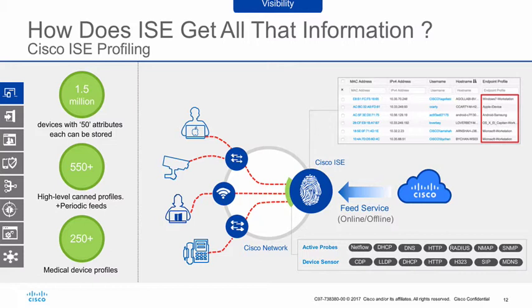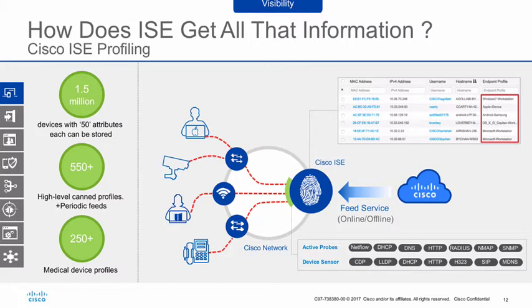So at a high level, ICE has the ability to learn about up to 1.5 million devices on the network, and each of those can have up to 50 attributes. So that's a lot of information that it can store, right? So when we get these devices onto the network and we start profiling, out of the box, we've got 550 pre-canned, pre-designed profile policies already available to you.